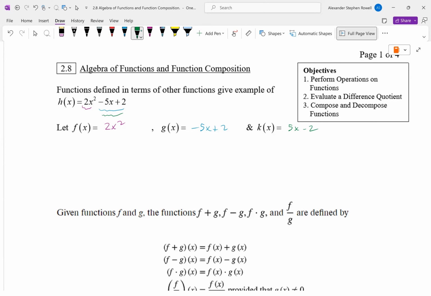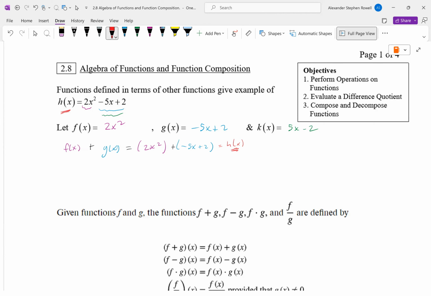So one way I can decompose this function is to rewrite it as f of x plus g of x. So that would be 2x squared plus negative 5x plus 2. All right, do we see why this is equal to h of x? Okay, so we can combine functions to create another function or decompose h into two separate functions.